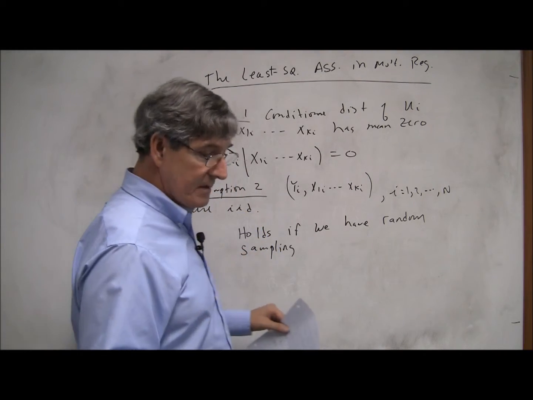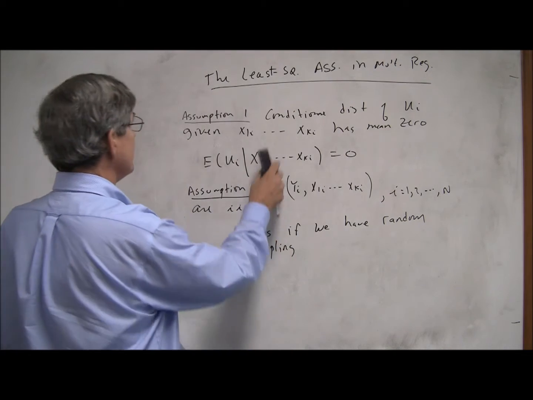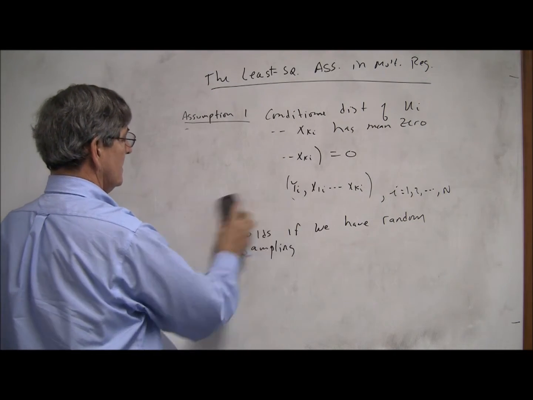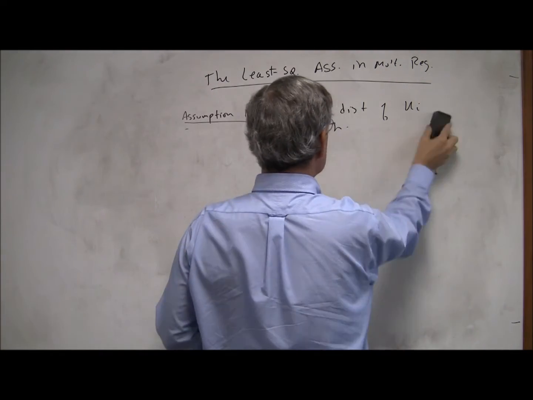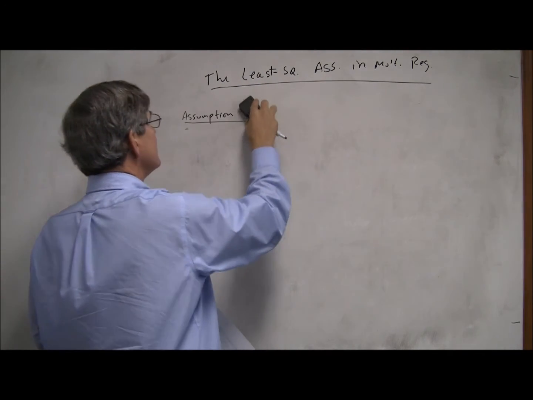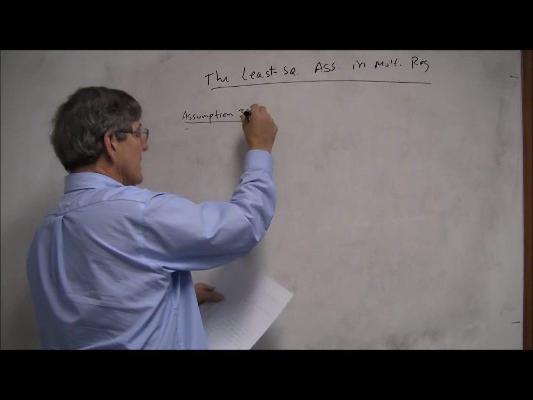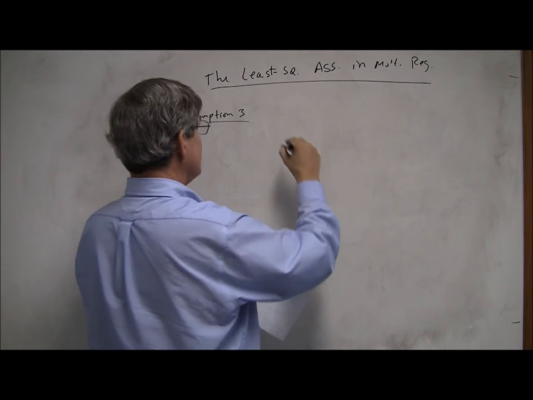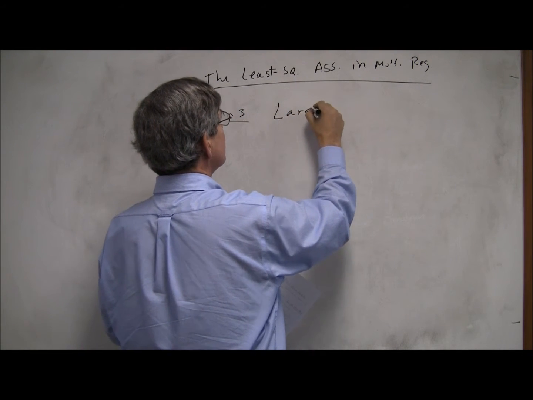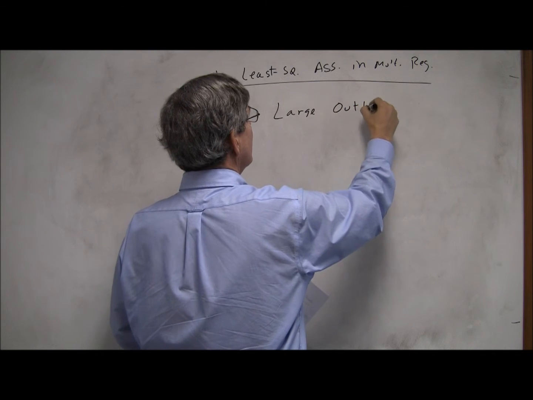The third assumption, let me just erase here and give myself some room. Again, there's nothing new here. This has to do with the error term, just like it did in the 2-variable case. Assumption 3 is that large outliers are unlikely.